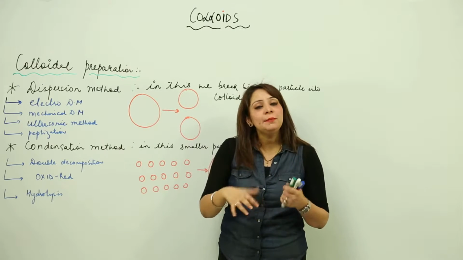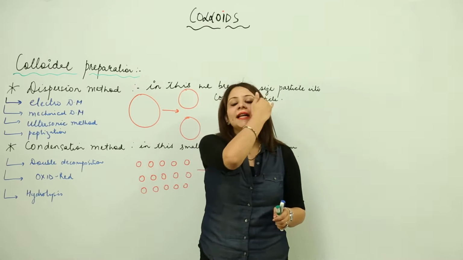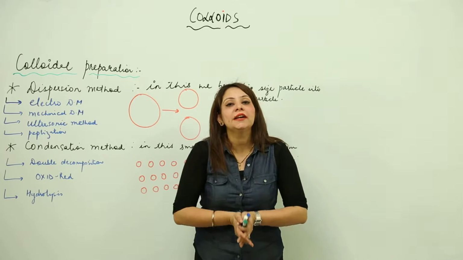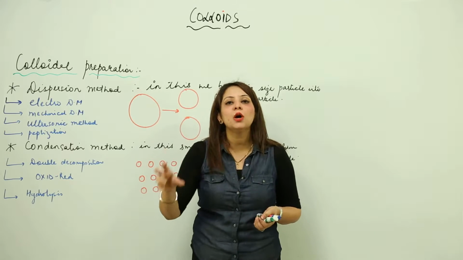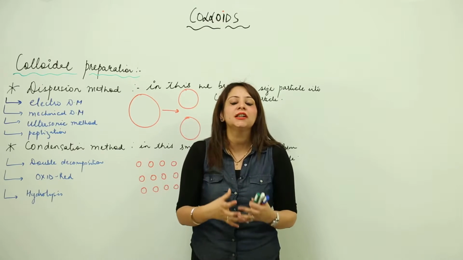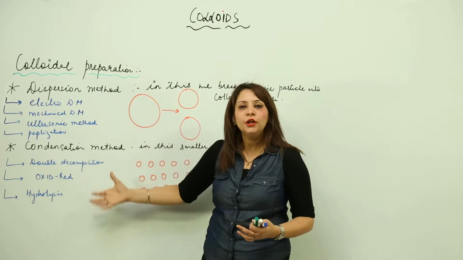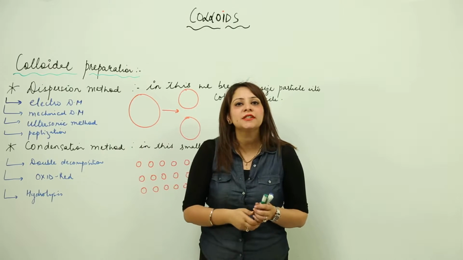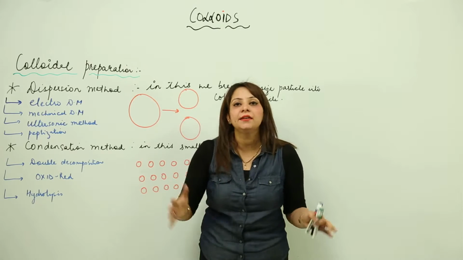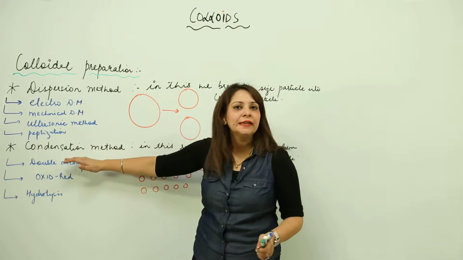Whichever method we apply, what we need is that the dispersed phase and the dispersion medium particles should fall in a range of 1 nanometer to 1000 nanometer. This is the criterion we will think about when picking any of the processes. We just need to concentrate that the particle size should lie in that given range, right? So we have two methods. One is the dispersion, the other is the condensation.